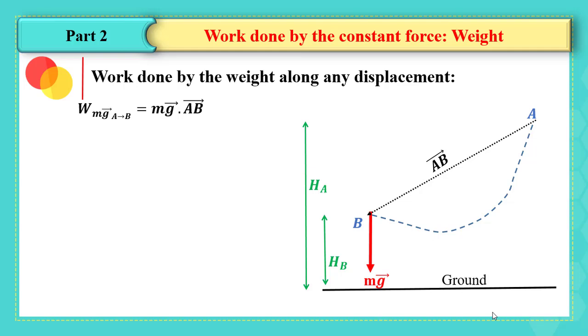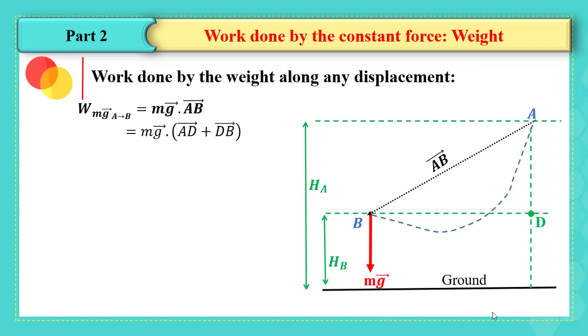Let's choose a position D in order to simplify our study, such that D is placed in a way AD plus DB equals AB, as shown in the figure. Now we can use the distributive property of the dot product in our study. The work done by the constant force is mg dot AD plus mg dot DB.